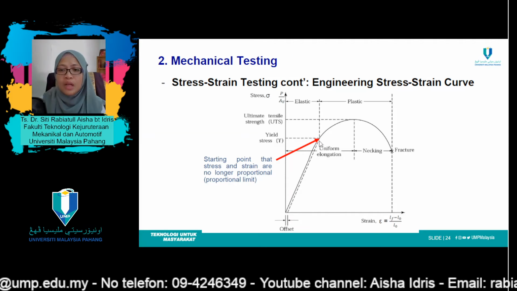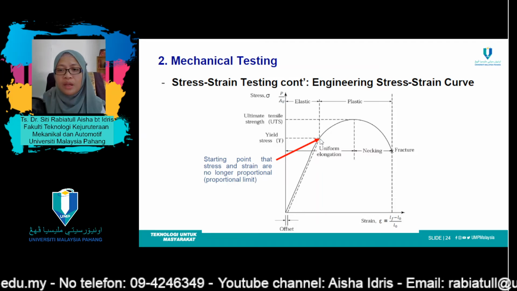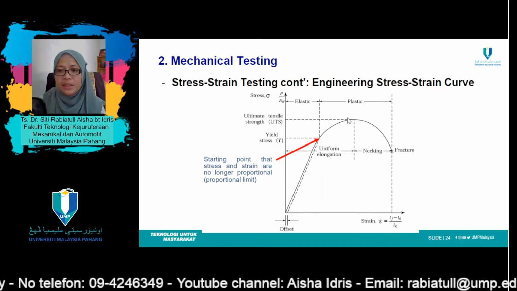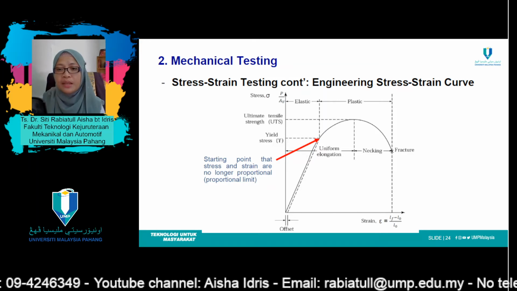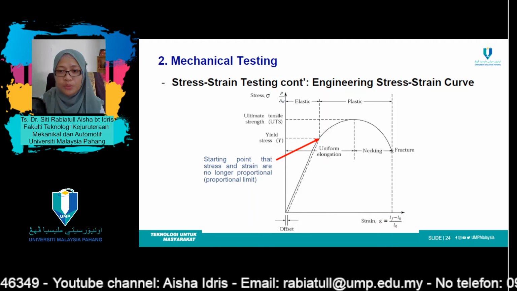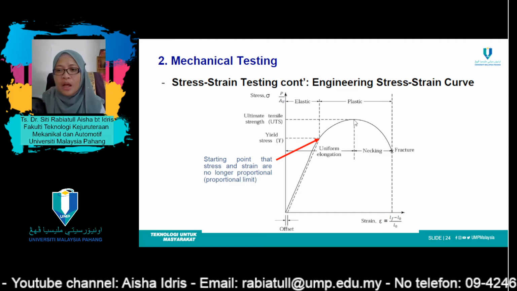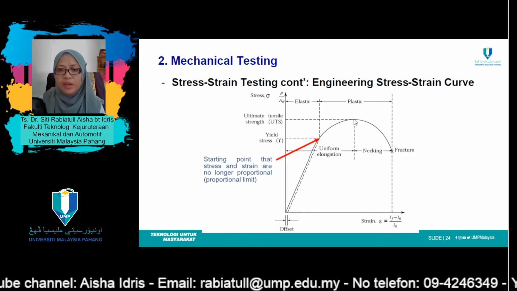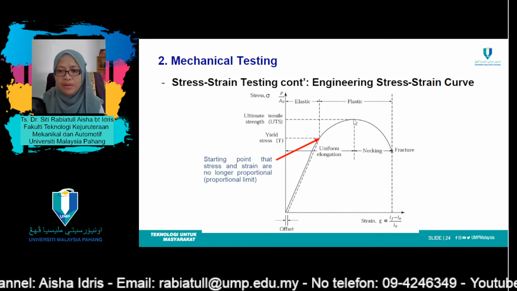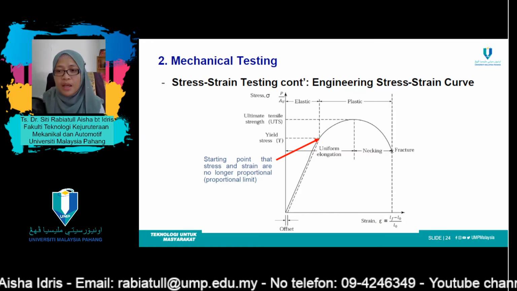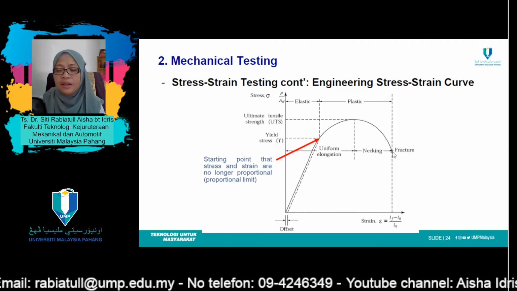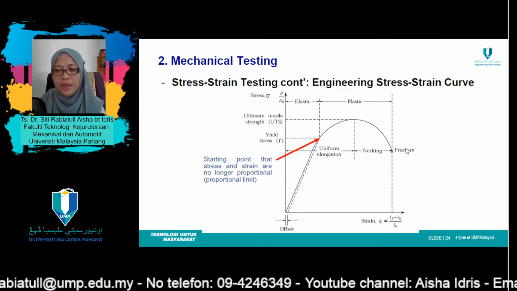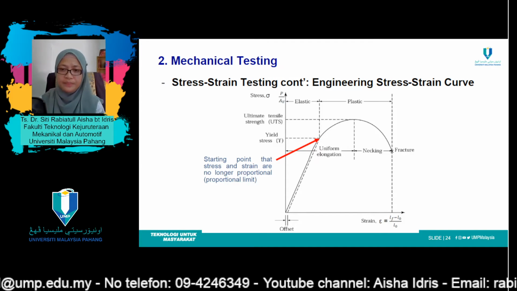Okay, so now once it reaches this point, it will turn into the plastic region until it reaches the maximum point, which is known as ultimate tensile strength, UTS over here. After this point, you keep increasing the value of forces. It will start necking until it reaches fracture, and finally the specimen fails or breaks.